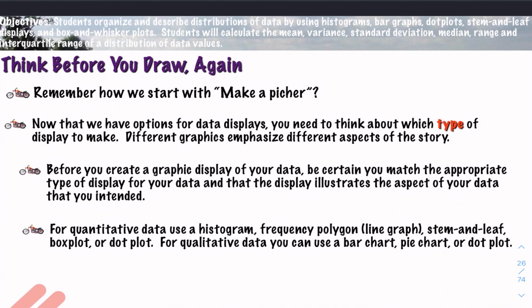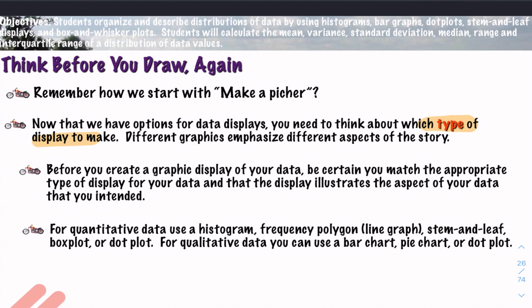Lastly, and this is the end of the video for now, end of part 1, I need you to think before you draw again. So remember how we start with make a picture. Now that we have options for data displays, you need to think about which type of display to make. This is the human nature for statistics.